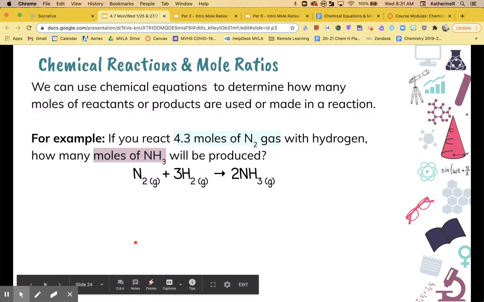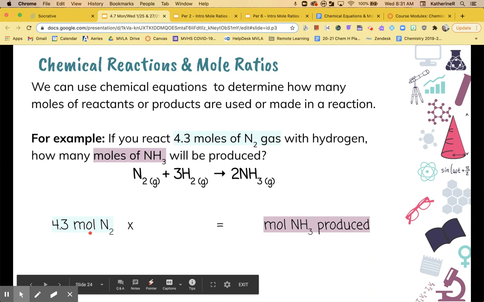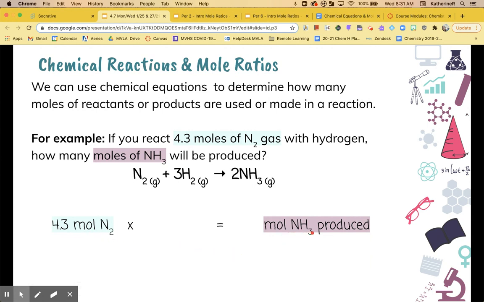Okay, and so let's go through an example or two. We can use these chemical equations to determine how many moles of reactants or products are used or made in a reaction, and then we can use that in order to actually solve our problem. So, for example, if you react 4.3 moles of N2 gas with hydrogen, how many moles of NH3 will be produced? So what am I given here? Well, I'm given I have 4.3 moles of N2. Okay, and I want to find moles of NH3.